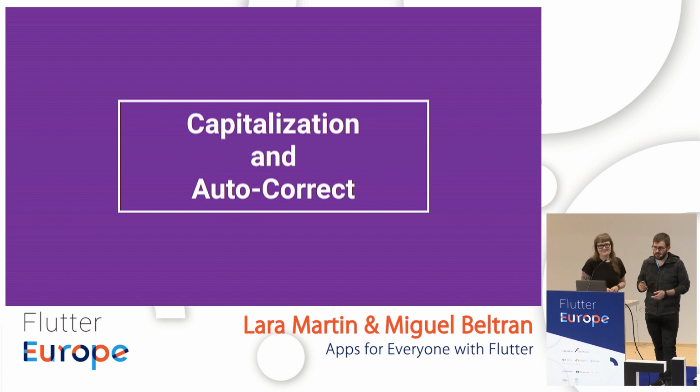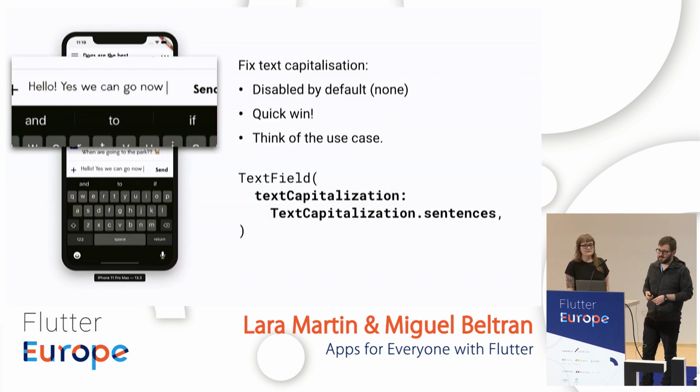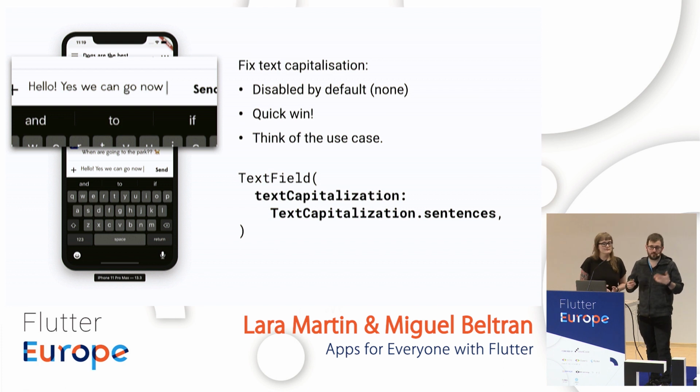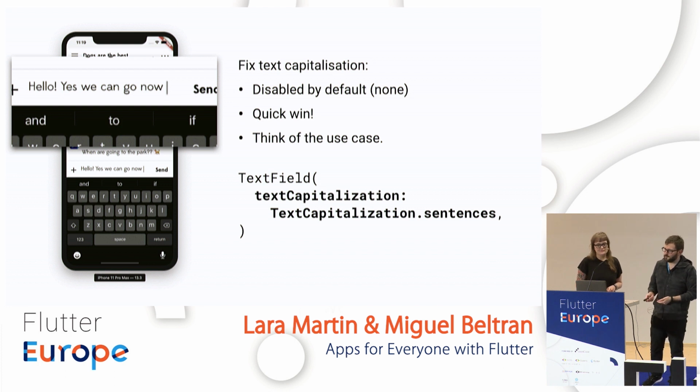Now we're going to fix the text fields' capitalization and the autocorrect options. We're going to see what we have here. By enabling text capitalization in text fields, we can help users write better messages. This is disabled by default. It's set to TextCapitalization.none. Setting it to sentences will help users to write better sentences. It's a quick win. After a dot, a space, and then a capital letter goes, and also when you start a text. But always think of the use case, because not all text fields require capitalization. Like a username, for example, you don't want capitalization there.